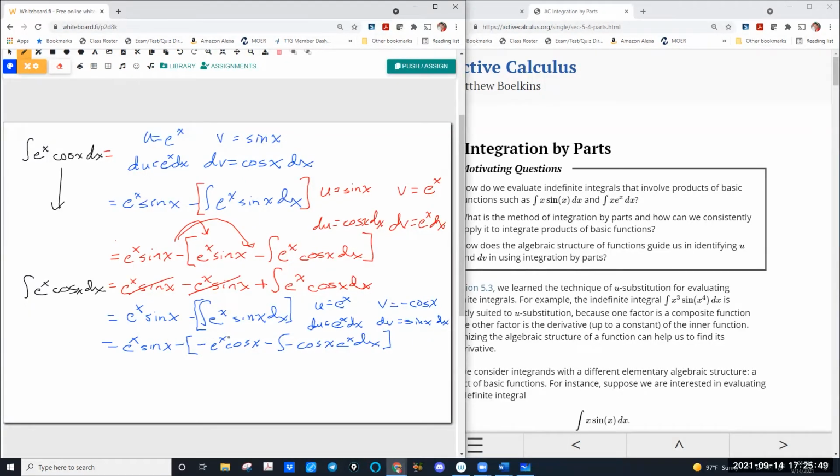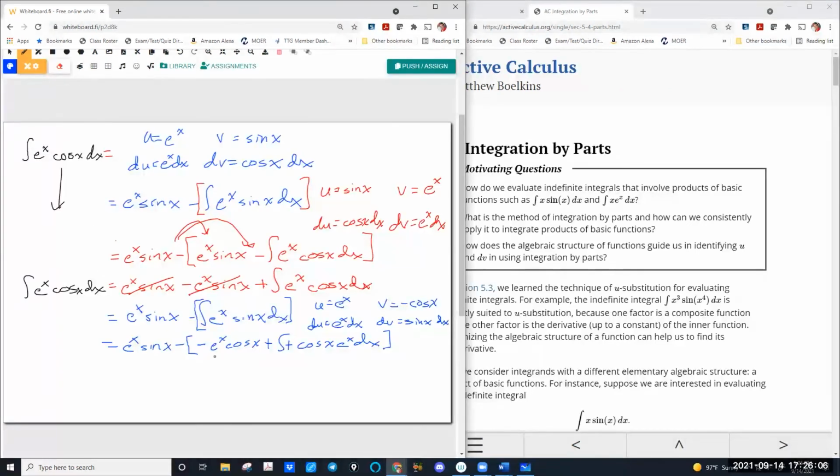Now let's do something with these. But first off, we've got to deal with this thing here. Like I said, I like pulling constants out front. We have a negative, negative. That's going to make a positive. All right.